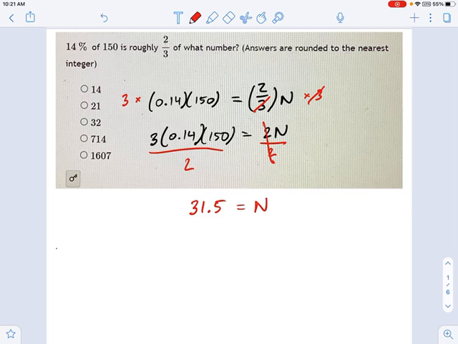Well, read carefully again. Remember, this says roughly. In other words, which one's pretty close? You can see it's going to be 32. Nothing else is reasonably close to the answer. So this is an example of setting up a math sentence, which literally just says the same thing as our original sentence, except in terms of an algebra equation.